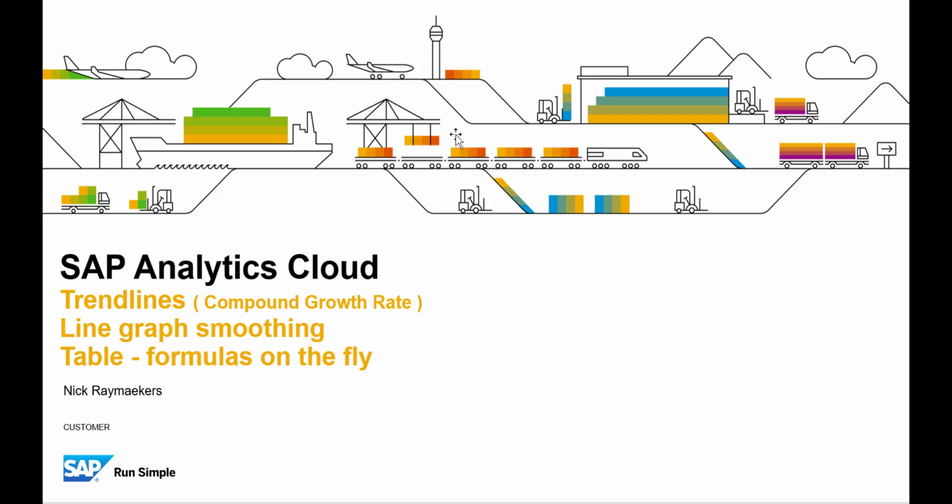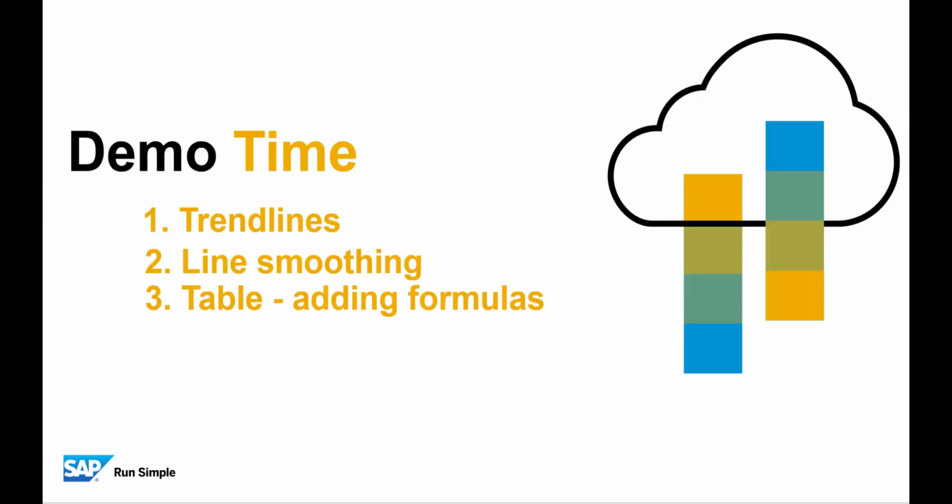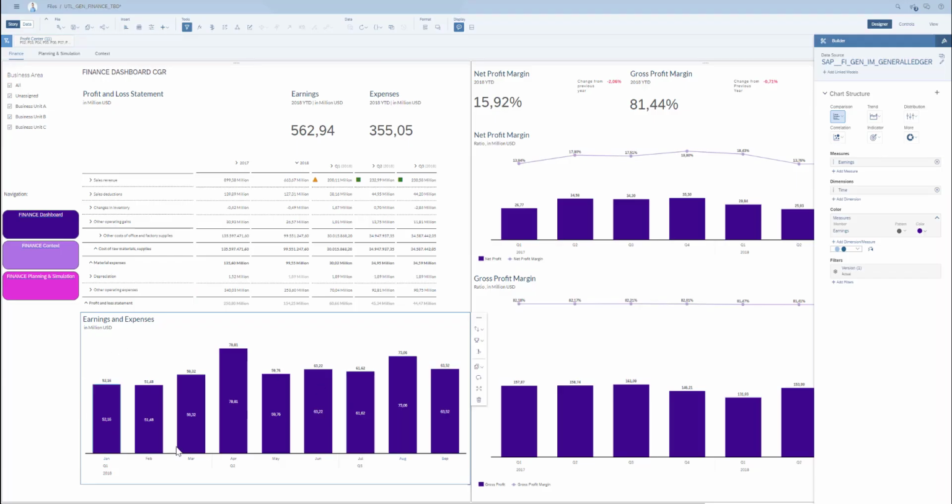I would like to highlight three new functionalities in Analytics Cloud. Trendlines, or what we call compound growth rate, line graph smoothing available for all types of line graphs and also time series, and how to easily add formulas in new rows or columns in a table. Now, how to add a compound growth rate?